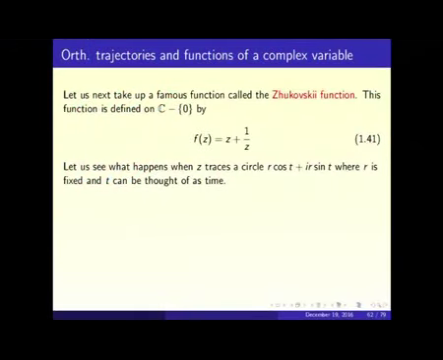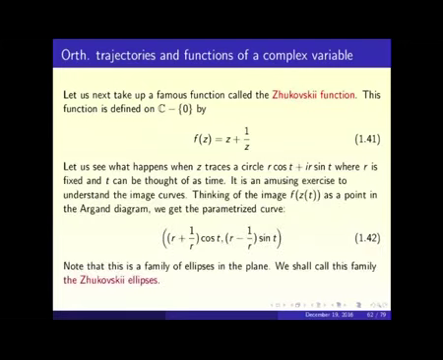Remember that we are thinking of the complex numbers as points in the Argand plane, and you're familiar with this geometrical representation of complex numbers. So I can think of the complex number z as (r cos t, r sin t), and let t vary. So you get a circle. The z traces a circle in the domain. What happens to f of z? What is f of r cos t plus i r sin t? What happens to the image curve? It's an amusing exercise to understand these image curves.